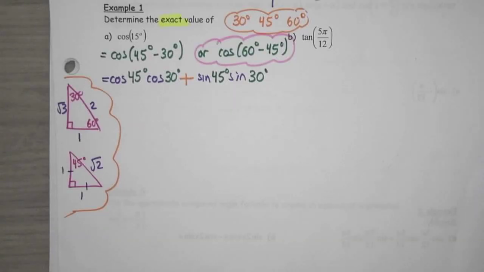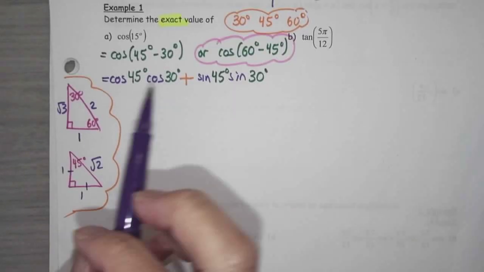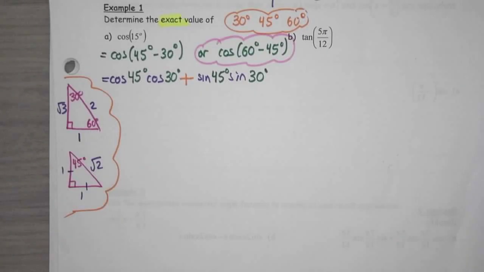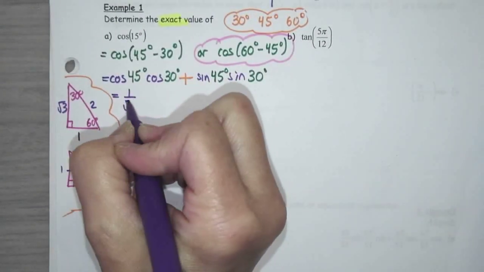Okay, so cos of 45 is 1 over root 2. If you want, you can memorize that rationalized, so go root 2 over 2, right? So it's up to you if you want to do that. I'm just going to go 1 over root 2. Most students do that.